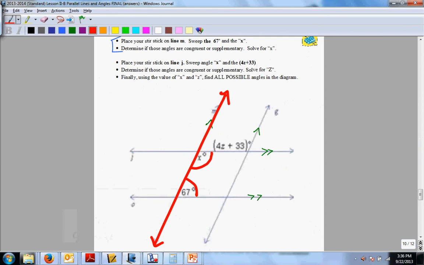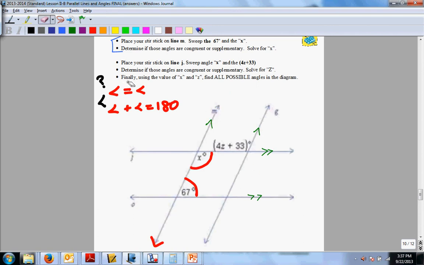And once you establish what kind of angles these are, there are going to be one of 2 possibilities to find X. Either it's going to be angle equals angle, or angle plus angle equals 180. So you must figure out which one of these you're going to use. Now it says, and then you use that to solve for X. Now it says, place your stir stick on line J.